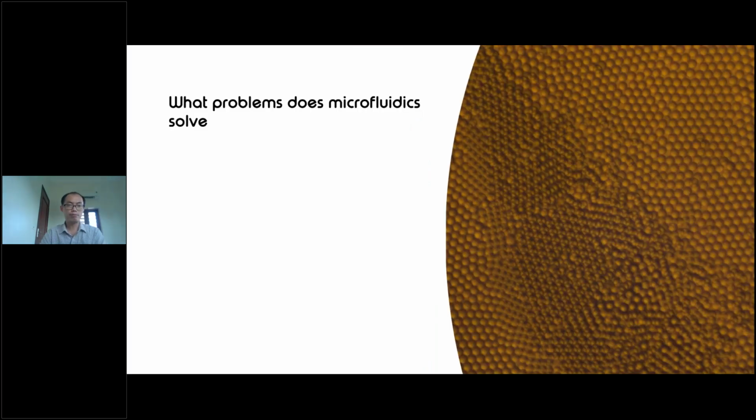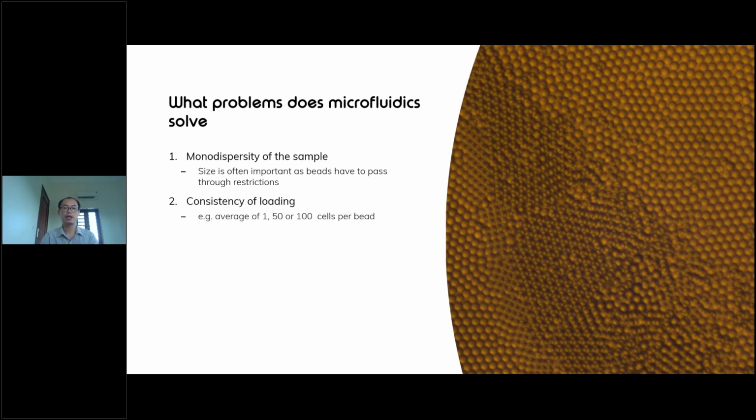So what problem does microfluidics solve for this hydrogel application? The first is the monodispersity of the sample. With microfluidic technology, the size is often important as the beads have to pass through a restriction. And the second is the consistency of the loading. For example, an average of 150 or 100 cells per bead can be encapsulated.